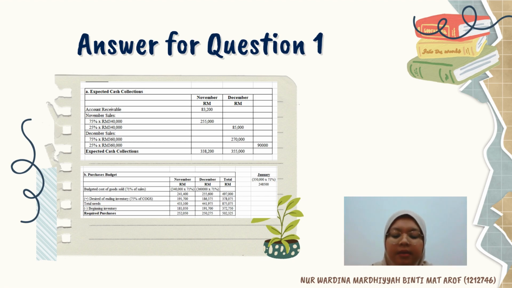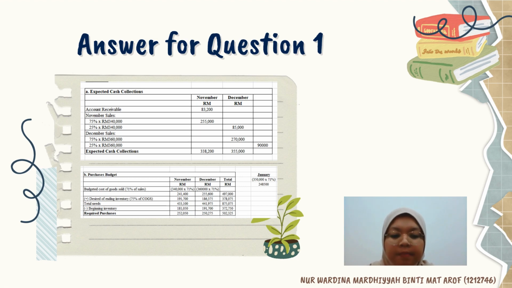And for December sales, 75% times 360,000 ringgit, we get 270,000. And the last one is 25% times 360,000 ringgit, we get 90,000. So for November, we get 338,200 ringgit, and for December we get 355 thousand. Okay, so that one for A.